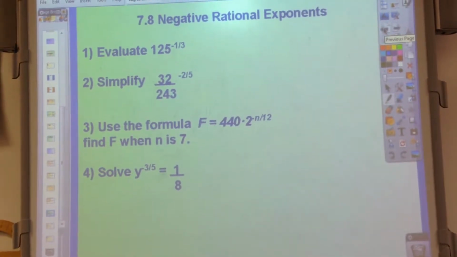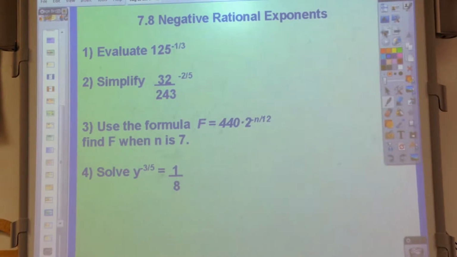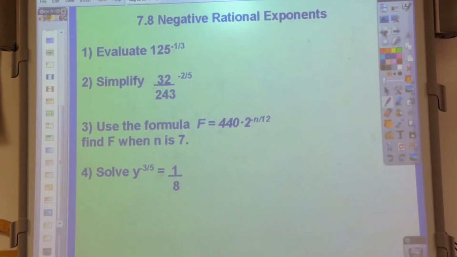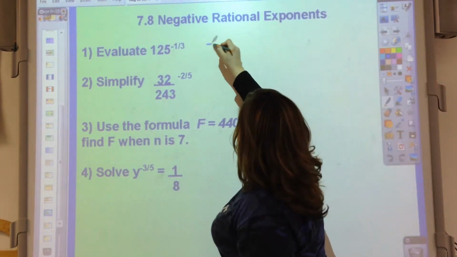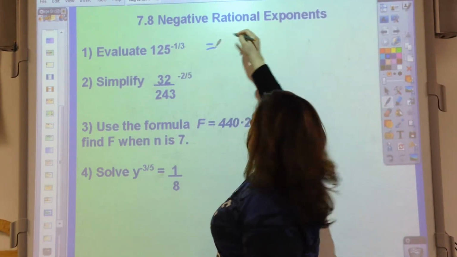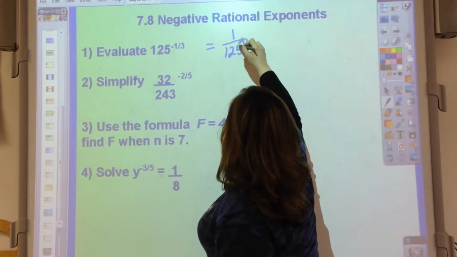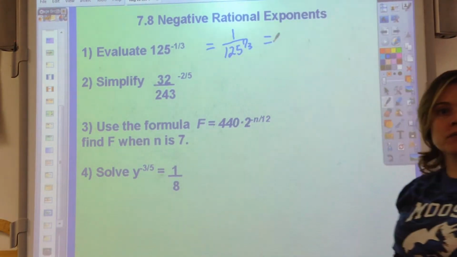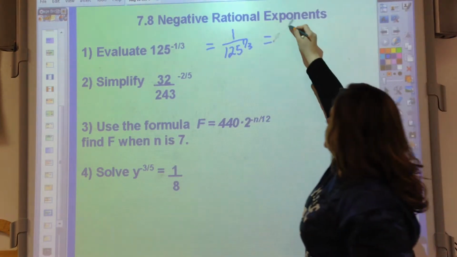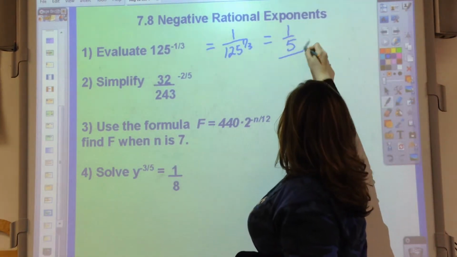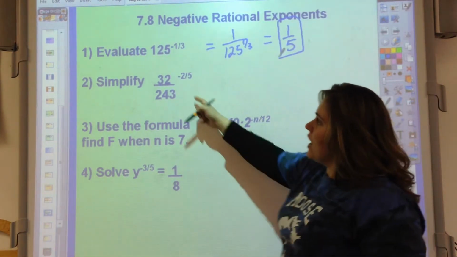Today we're going to talk about section 7.8, and it's going to be pretty quick. First of all, we're going to evaluate 125 to the negative 1/3. Since we have a negative exponent here, we need to make it positive by putting it in the denominator. And then what multiplied by itself 3 times gives us 125? It is 5.